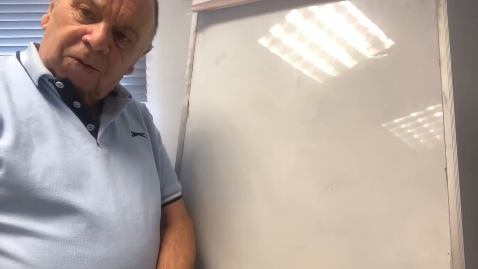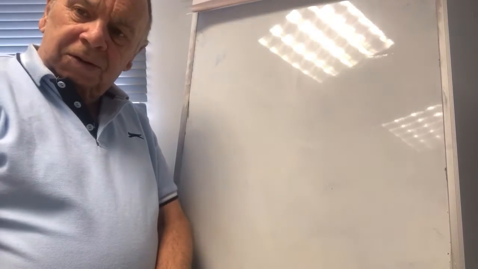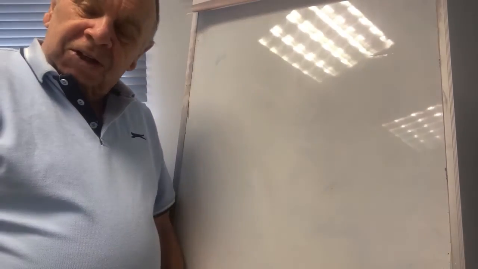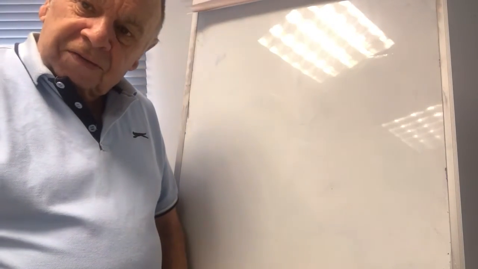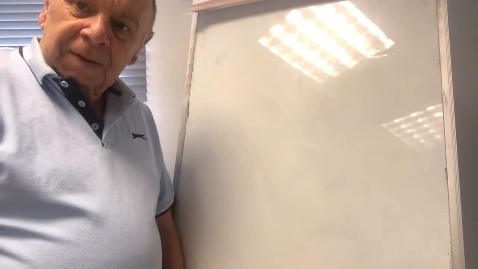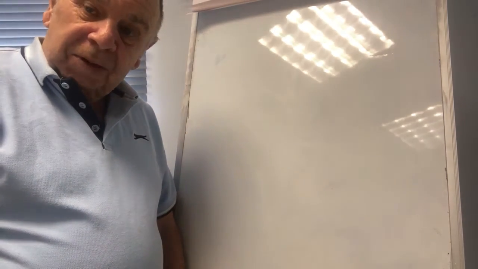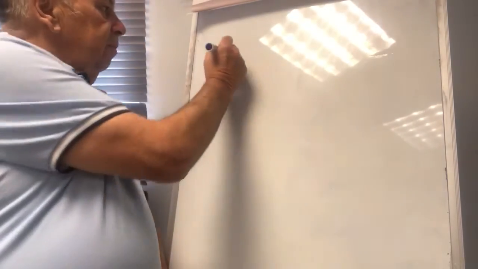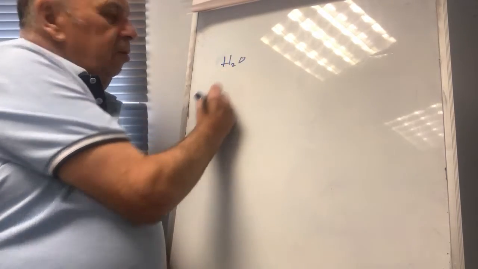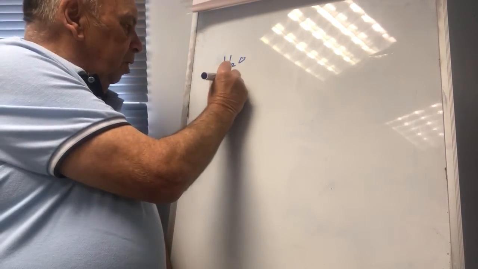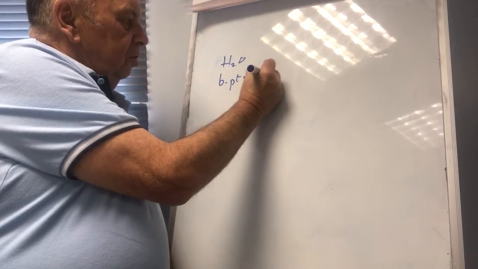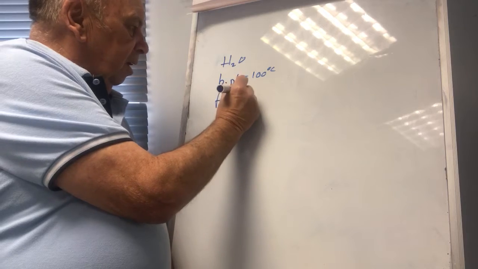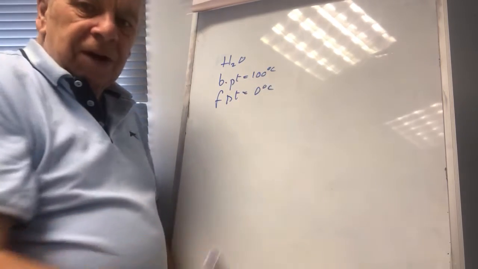If something is pure, it's got a definite freezing point, melting point or boiling point. It means it freezes at X degrees. It doesn't freeze between minus 5 and plus 2 degrees. It's a definite fixed point. For example, water, H2O: its boiling point is 100 degrees centigrade, full stop. Its freezing point is 0 degrees centigrade, full stop.